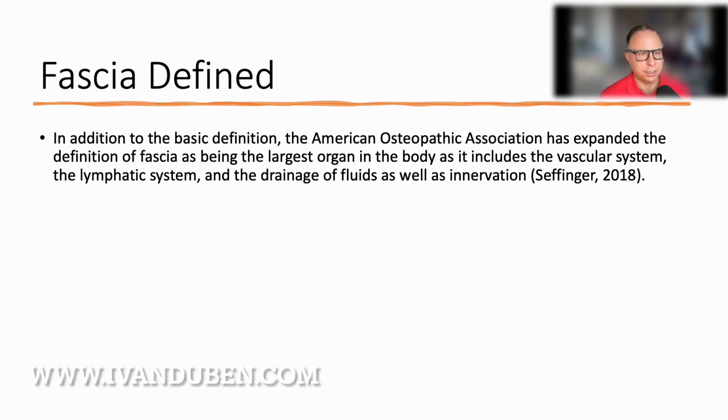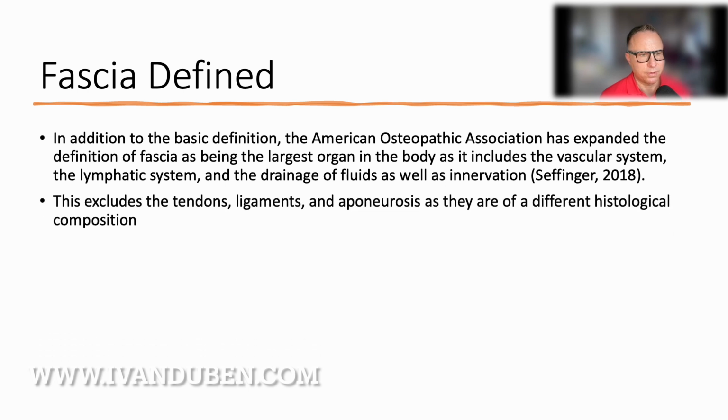Continuing on with fascia, in addition to the basic definition, the American Osteopathic Association has expanded the definition of fascia as being the largest organ in the body, as it includes the vascular system, the lymphatic system, and the drainage of fluids, as well as innervation. And this is exactly this complex that I'm describing as the lymphovascular terrain. However, this excludes the tendons, ligaments, and aponeurosis, as they are of a different histological composition and can be viewed as connective tissue.